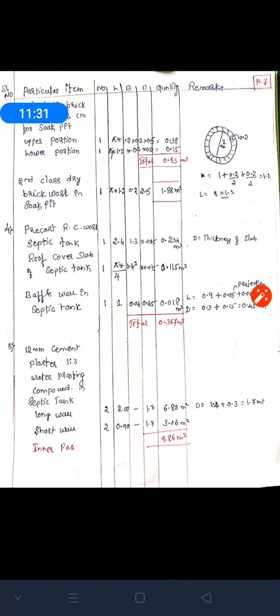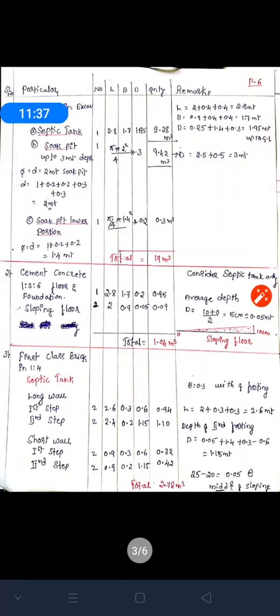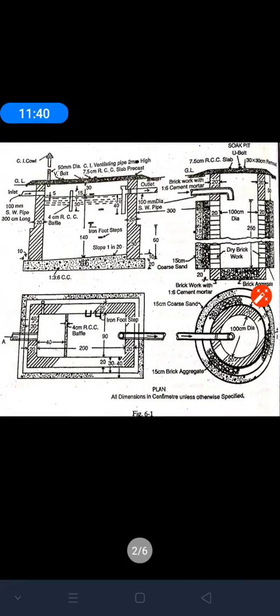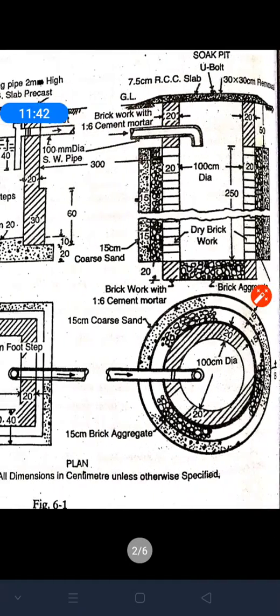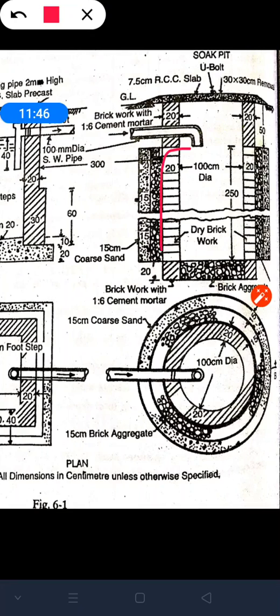Next, second class dry brickwork in soak pit. In the drawing you can see where the dry brick is. I am zooming the drawing. Dry brick is here, this center portion. Again here we should find the center circumference length, from center to center. So it means from center to center is 1 meter.